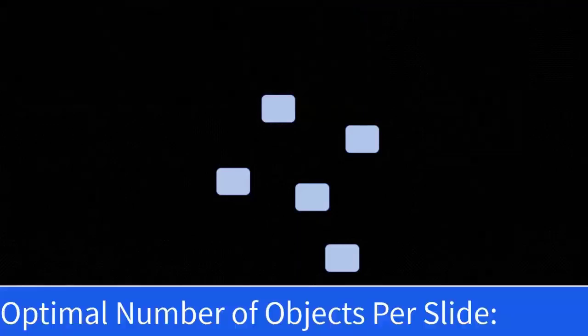So, the optimal number of objects per slide? Fewer than 7. Wait a minute, doesn't that increase the number of slides? Yes, it does. However, the number of slides has never been the problem. The problem has been the number of objects on the slides.